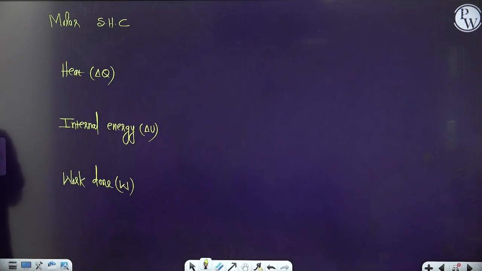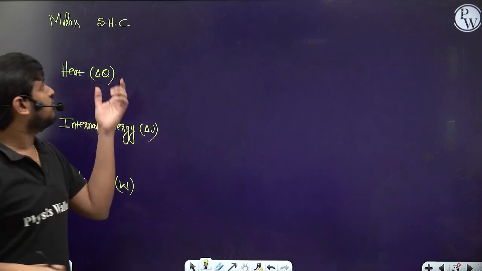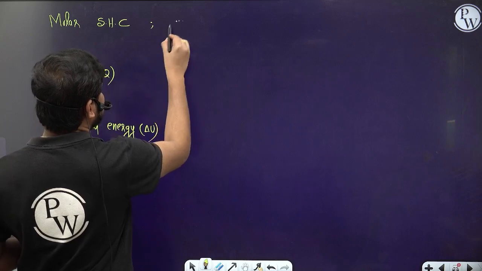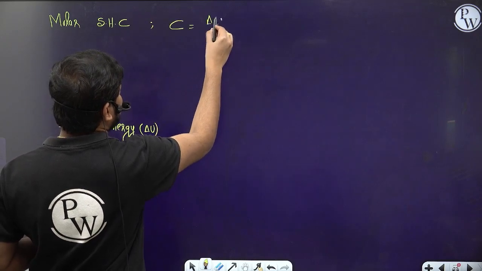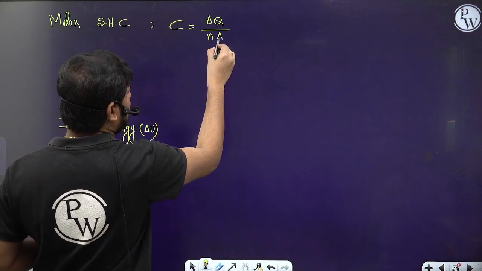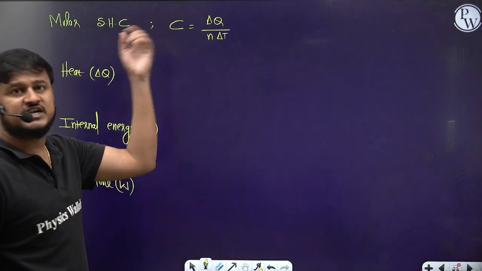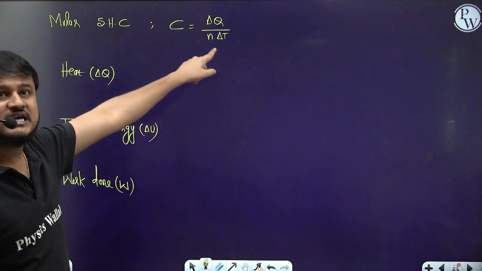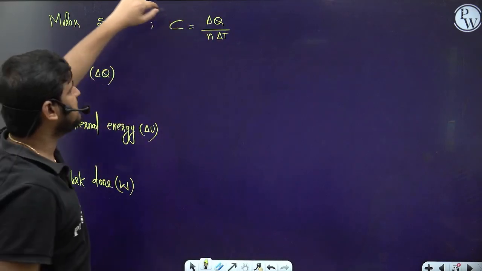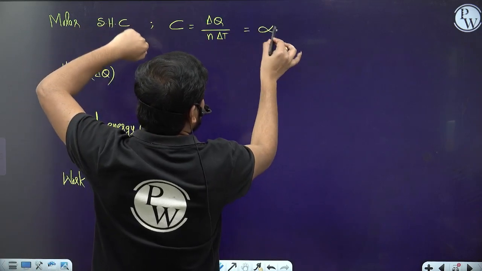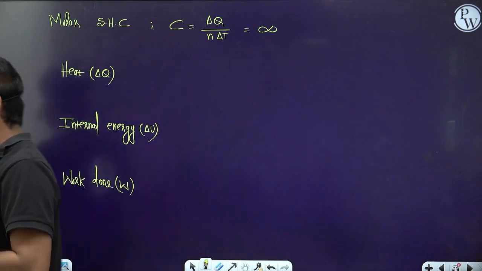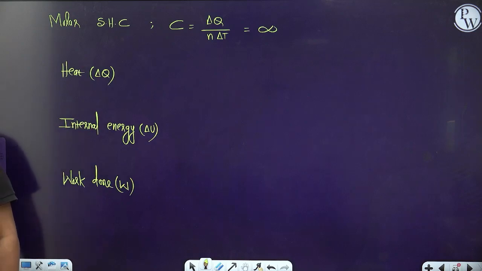So first thing, what happens to the molar specific heat capacity? The C is equal to delta Q by n delta T, the actual formula. Here there is no change in temperature, so delta T is 0. If delta T is 0, then C will become infinity. So the molar specific heat capacity becomes infinity, right?